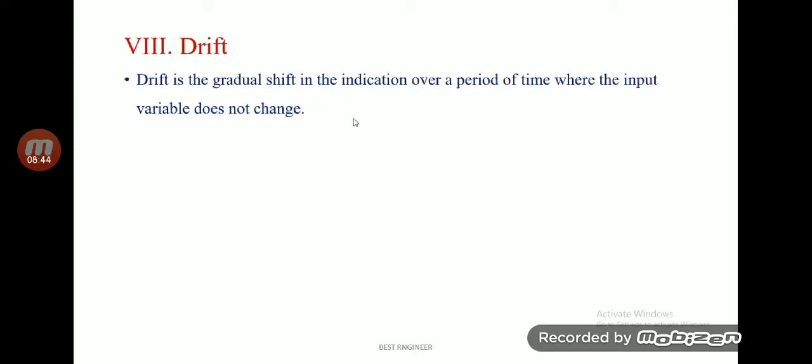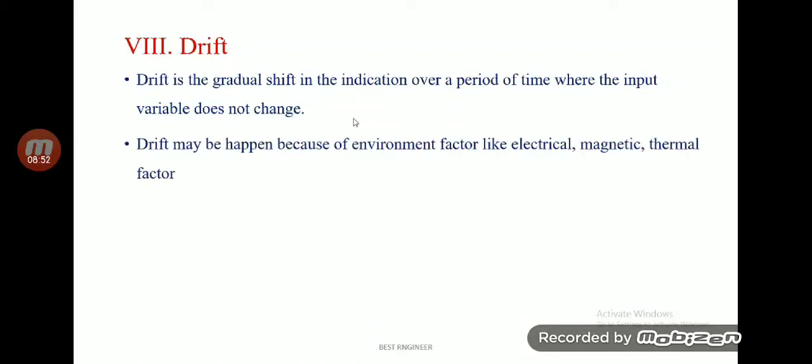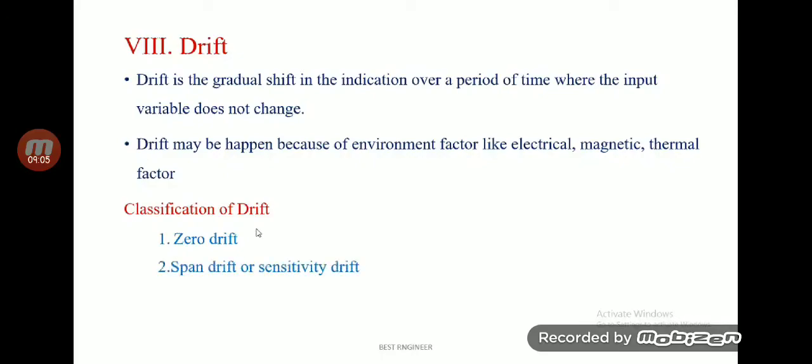Drift is a gradual shift in the indication over a period of time where the input variable does not change. Drift may happen because of environmental factors like electrical, magnetic and thermal factors. This drift is further classified into 3 types: zero drift, span drift or sensitivity drift, and zonal drift.